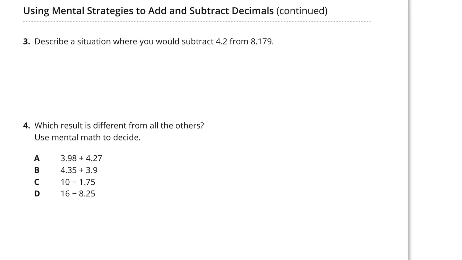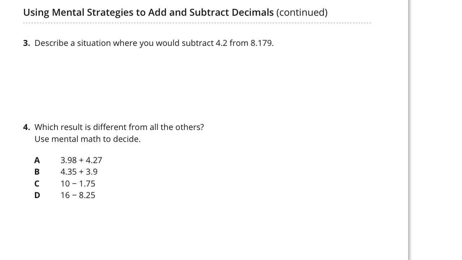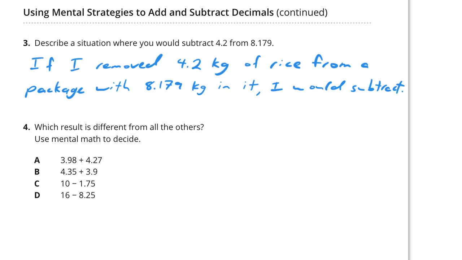Here's another situation where you would subtract 4.2 from 8.179. And I might write something like this. If I removed 4.2 kilograms of rice from a package with 8.179 kilograms in it, I would subtract. Question 4 says, which result is different from all the others? Use mental math to decide.